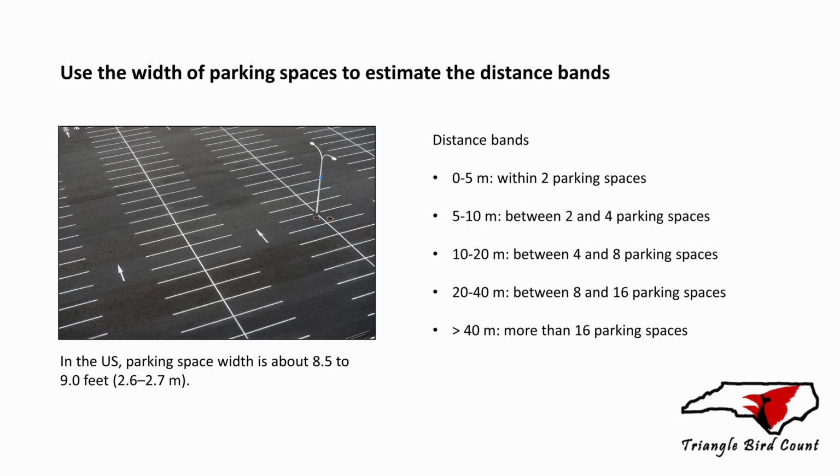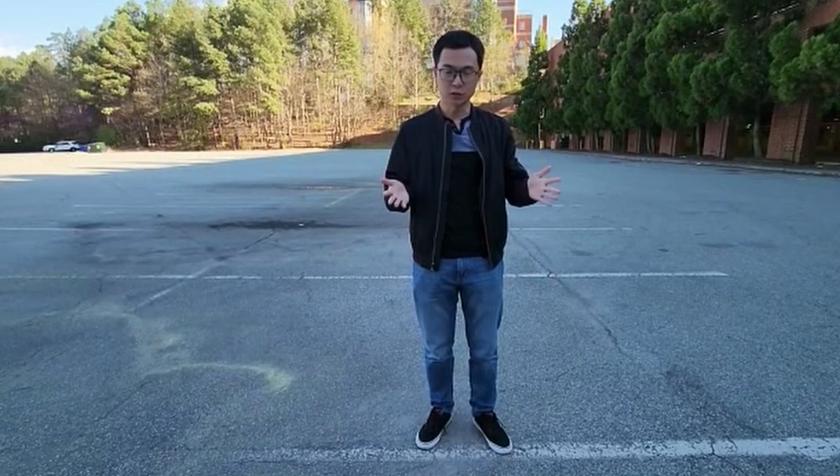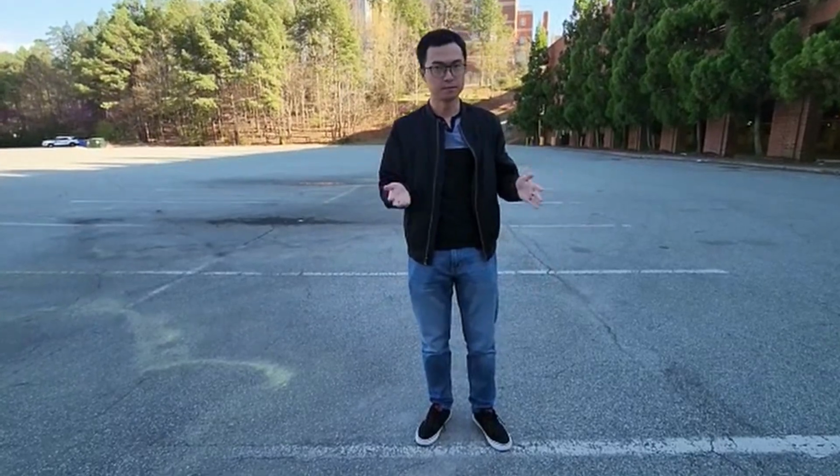This method can be quite helpful for a lot of the survey points because they could be in a parking lot. For the immediate distance band of 0 to 5 meters, the distance is within 2 parking spaces. And 5 to 10 meter distance band is between 2 and 4 parking spaces, and so on. I included this metric directly in the datasheet, so you do not need to memorize it. I also want to help you visualize each distance band.